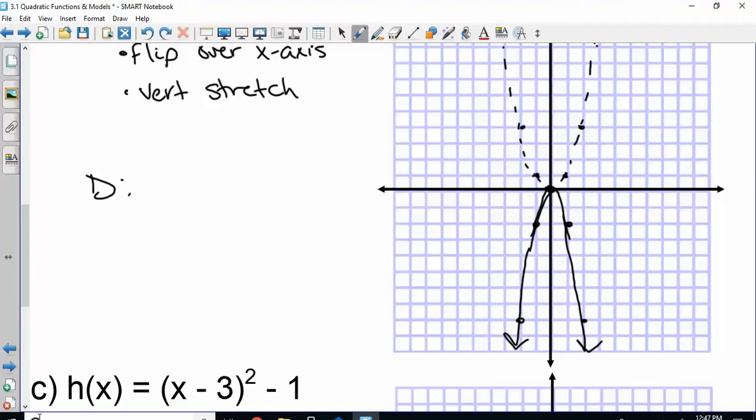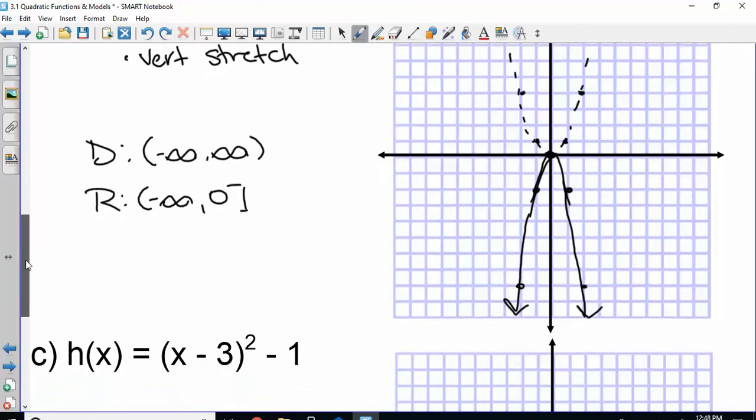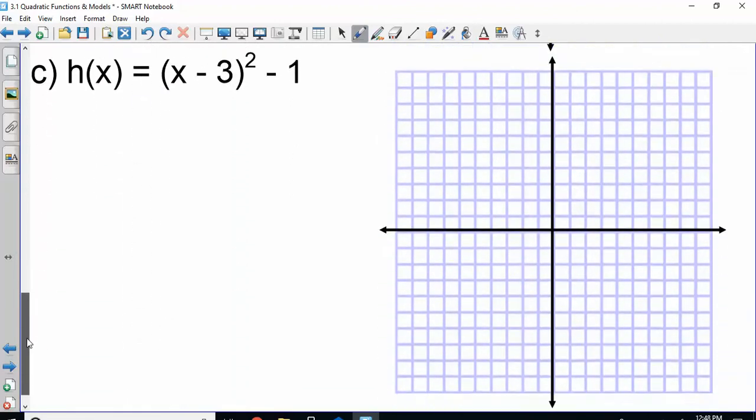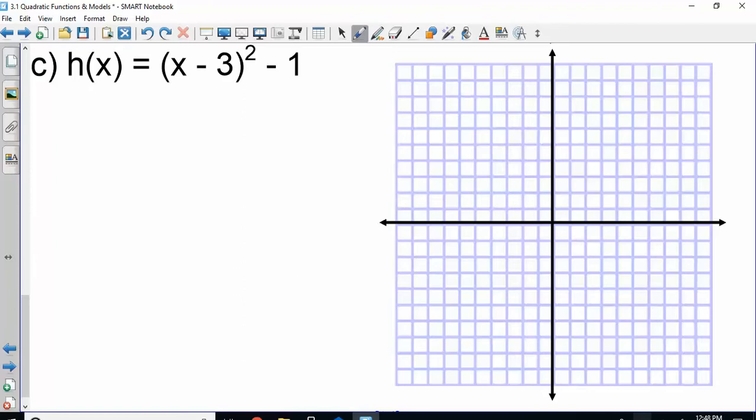Domain. Every quadratic, as time goes on, it just keeps getting wider, so eventually you hit everything. Range is referring to your y, so you go from the bottom up. This is going down forever, so you're coming from negative infinity. Stops right here at 0. You hit the 0, so it gets a bracket. Okay, once you guys do this one, graph the parent function, the transformation, and give a domain and range.